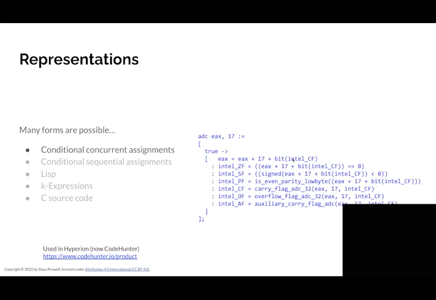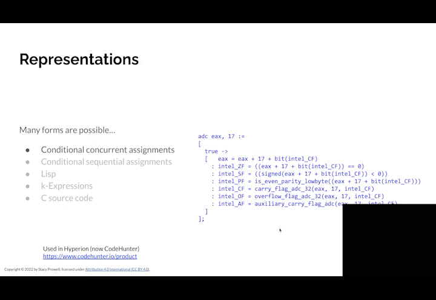We compute each one of these by plugging in the current values, and once we have all of these computed, then we assign. So I don't assign to EAX and then ZF and then SF. I assign them all at the same time. Concurrent assignment. That means EAX plus 17 appears several times in here because I need to reference it several times.